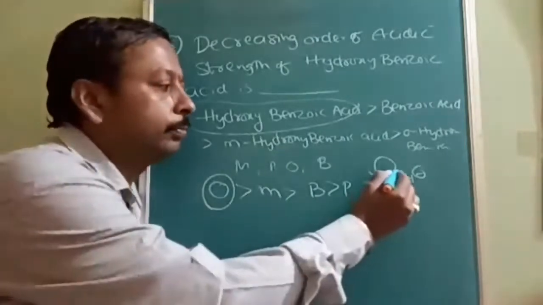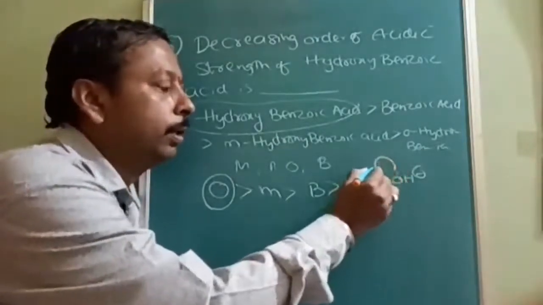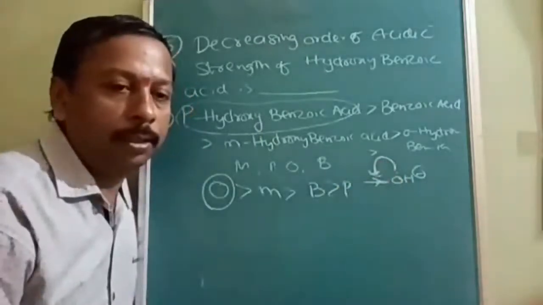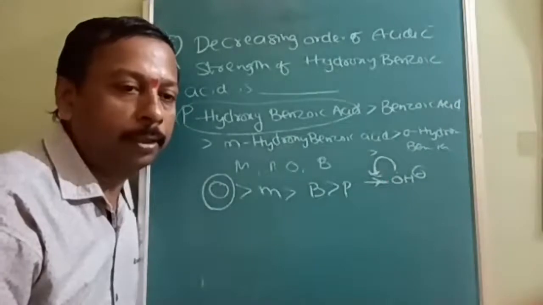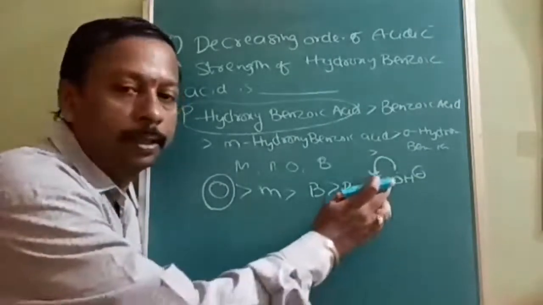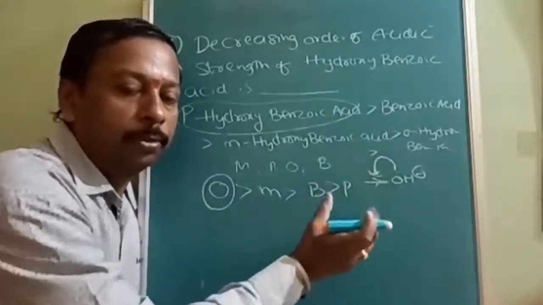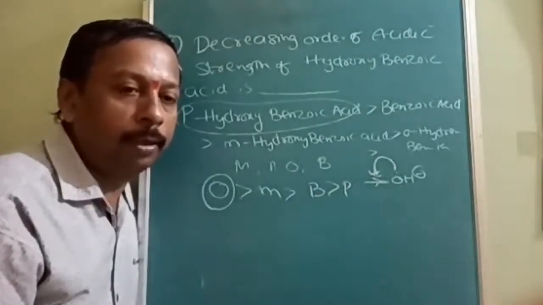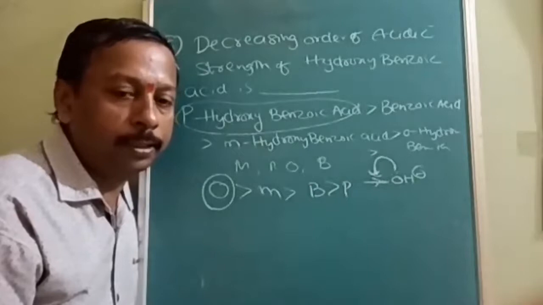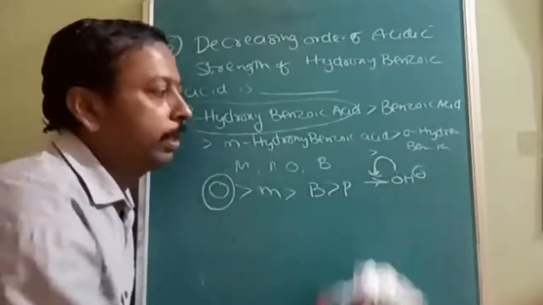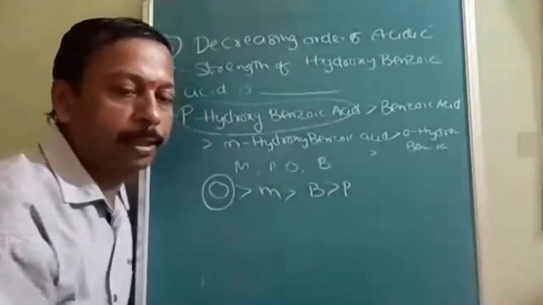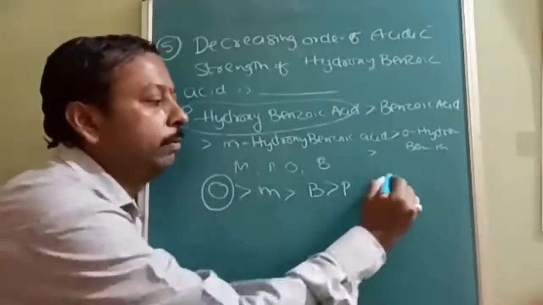Due to the resonance, the releasing effect predominates over the withdrawing nature through the sigma bond. The inductive effect is less, the resonance effect is more. So it is an activating group, a donating group. So what will a donating group do? It will reduce the acidic strength. Understood? And at meta only the inductive effect operates. At the meta position only the inductive effect operates.